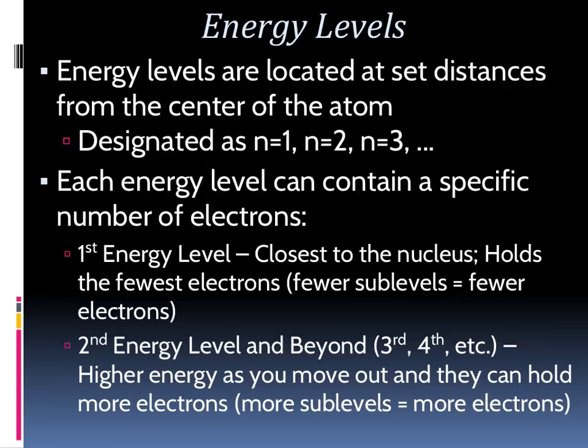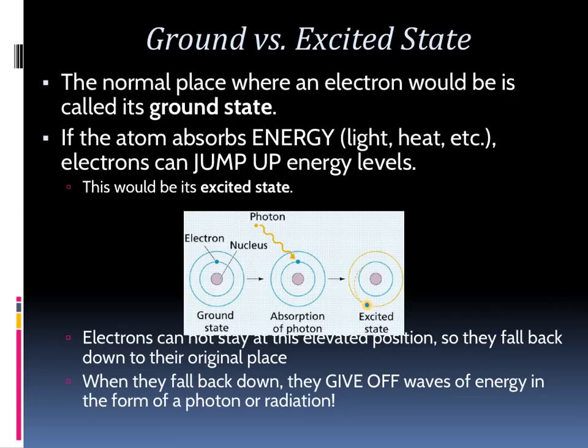It is very possible that you had to memorize these in middle school, and you will probably pick it up again. But the first energy level holds the fewest number of electrons. It only holds 2, and that's the one closest to the nucleus. It also has the fewest number of sublevels. It only has an S sublevel. And we'll get to the sublevels in the next section. The second energy level all the way up to the 7th, they can hold a lot more. They have higher energy, and they have more sublevels, therefore they hold more electrons.